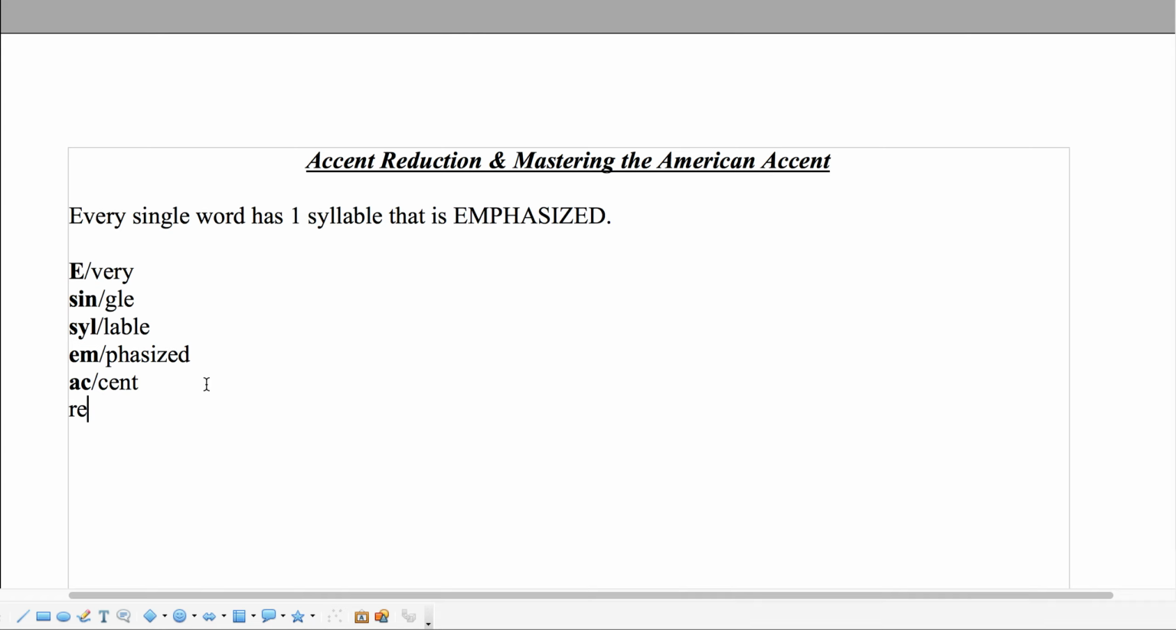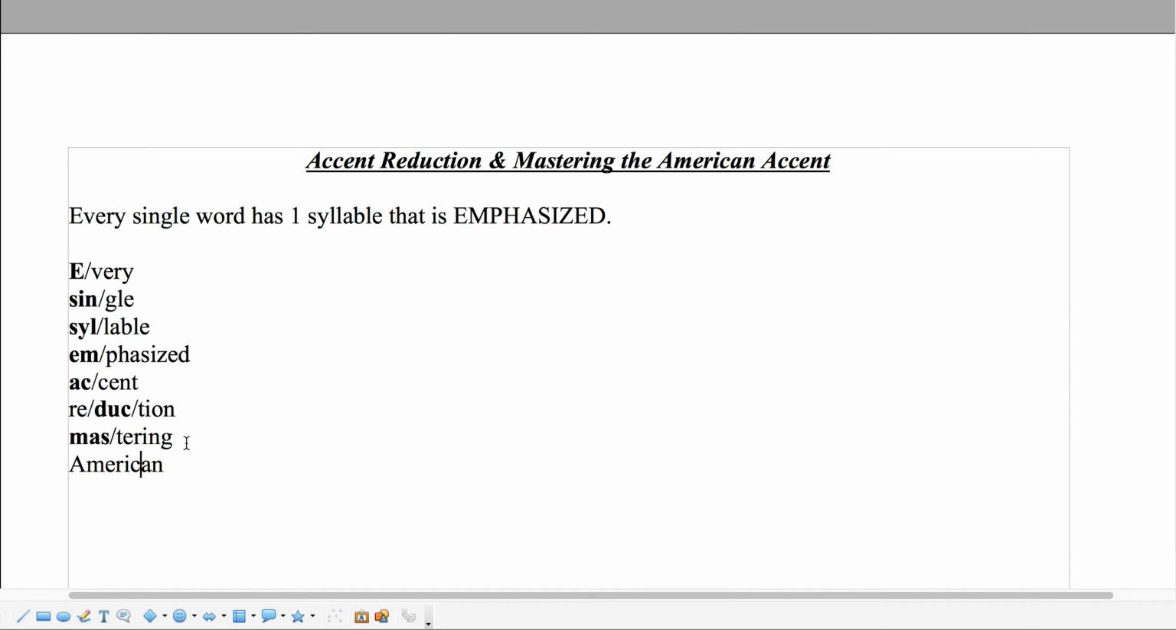So reduction. Exactly. It's reduction. That's actually the middle one. Second syllable. Reduction. Not reduction or reduction or reduction. It's reduction. Mastering. Yes, mastering.